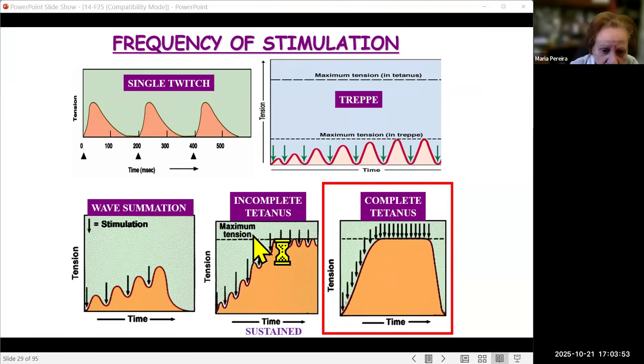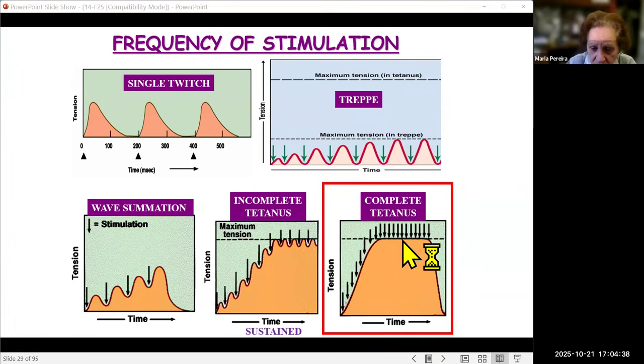Here, you see that it relaxes more than here, because here the stimuli are applied faster. And then you have a condition that we call tetanus. So you're increasing, I hope you get the point, the frequency of the application of the stimuli. So here it's going even faster than in wave summation. That means there's still calcium left over and the muscle fiber is not relaxed. And because there's so much calcium, it reaches the maximum very quickly. Tetanus is a sustained contraction, and this is the maximum.